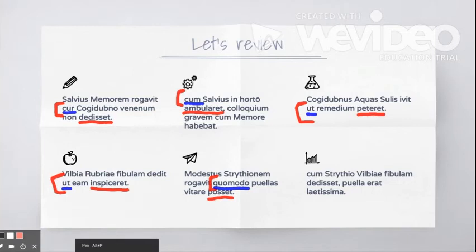Finally, we come to our last sentence in the corner here, and we can identify the subjunctive verb as dedisset, and we know now that this is the part of the sentence that contains the subjunctive verb. So now we can start going through our checklist. Does it have a cum in this part of the sentence? The answer is yes. So it's a cum clause. We don't have to ask anything else. So our translation starts with that phrase. When Strythio had given the brooch to Vilbia, the girl was very happy.